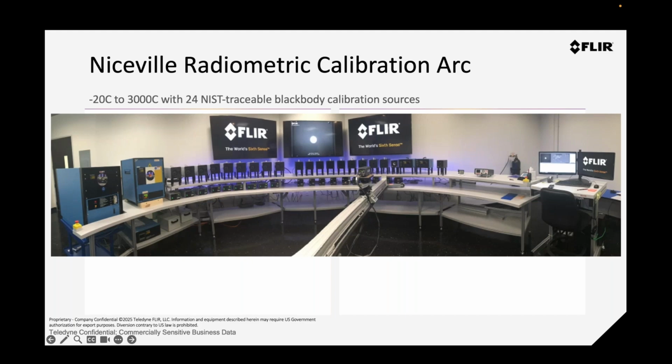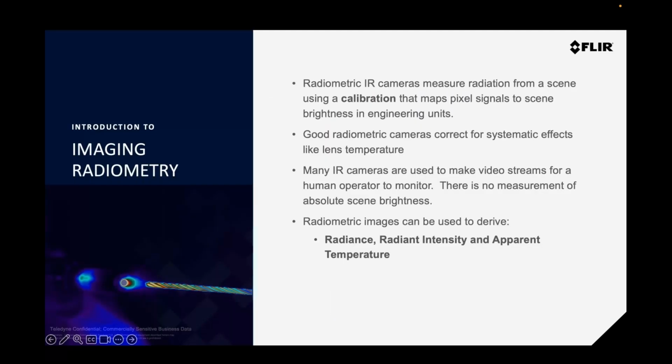Okay, now we had the quick overview of the process from a simple perspective. We're going to dig into the theory just for a couple slides, okay? And so imaging radiometry is detecting and measuring radiant energy from the scene using a calibration that maps pixel signals to scene brightness, and then ultimately to temperature or some type of engineering units. The radiant energy can be reflected, transmitted through an object, or directly emitted by the object. Good radiometric cameras will correct for systematic effects like lens temperature also.